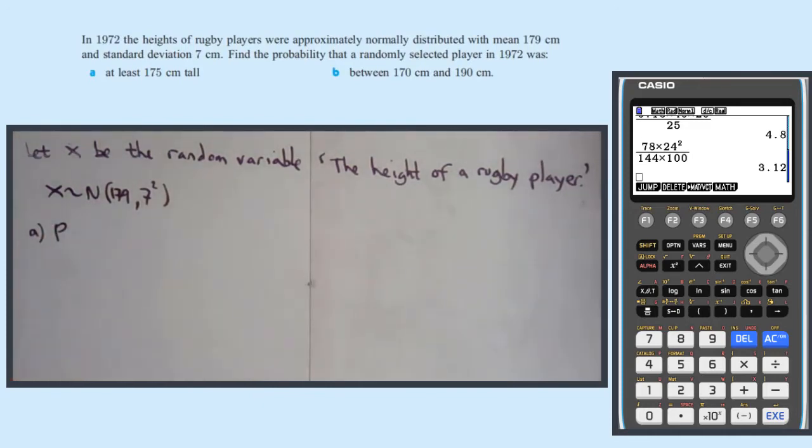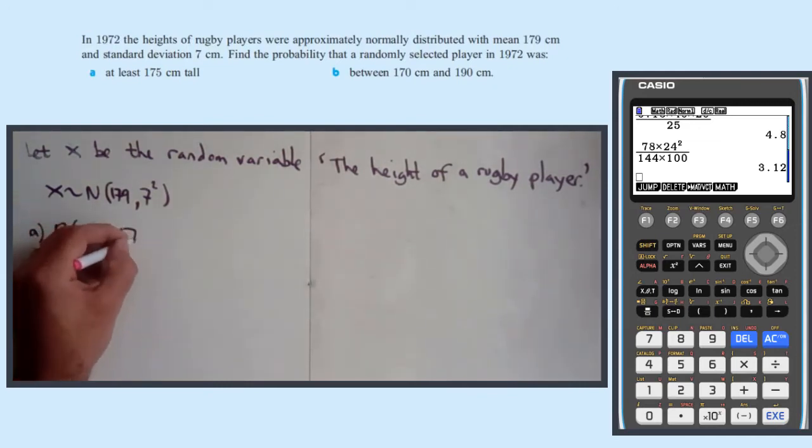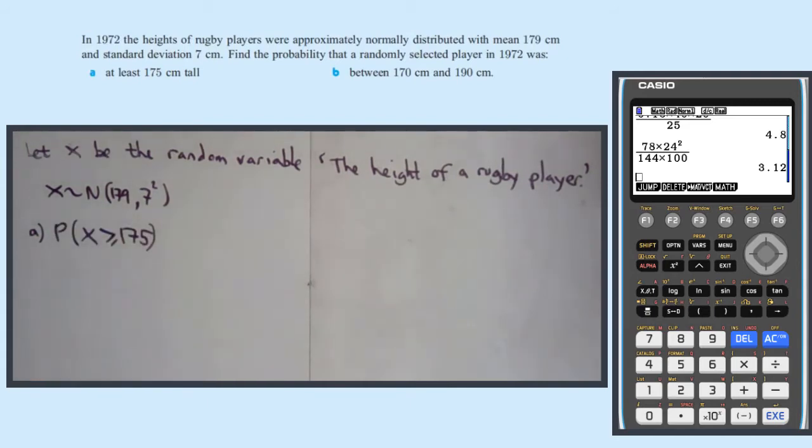Probability x is at least 175 centimeters. So finding probability x is 175 or greater. Don't forget the greater than or equal to, it really is irrelevant for a continuous variable. It could be x is greater than 175 or x is greater than or equal to. It doesn't make any difference if the variable is continuous. If it is discrete, it absolutely makes a difference. So I'm going to draw a little picture, but as I said earlier, you probably don't have to.